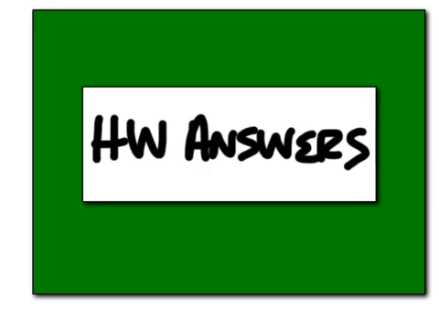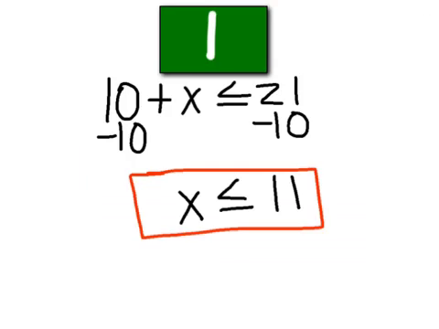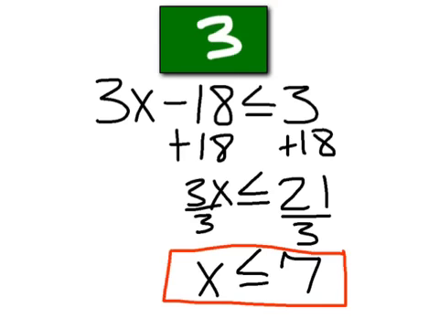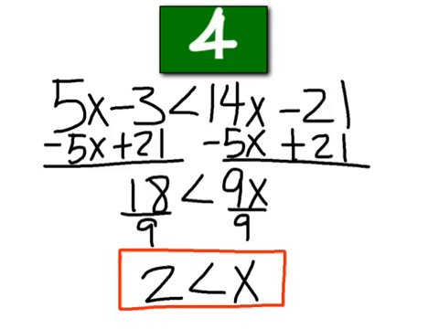Okay, homework check's going to be up here. Go ahead and bring up 1 through 3. Number 1 should be x is less than or equal to 11. Number 2 should be x is greater than -1. And number 3 is x is less than or equal to 7.